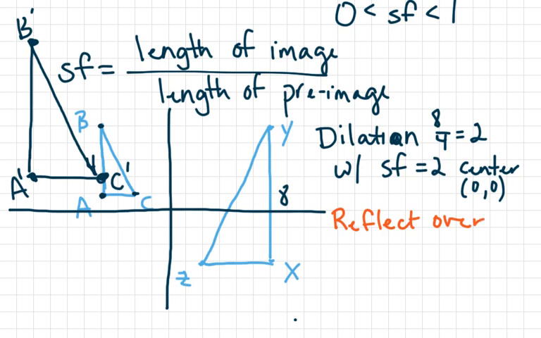And then I have lots of choices on what I want to reflect it over. I don't want to reflect it over the x-axis because that would flip the triangle upside down, and that's not what I want. I want the triangle to flip sideways. So I'm going to go ahead, and you have a lot of choices here, but I'm going to go ahead and flip it over the y-axis.